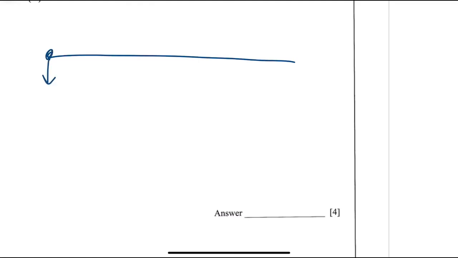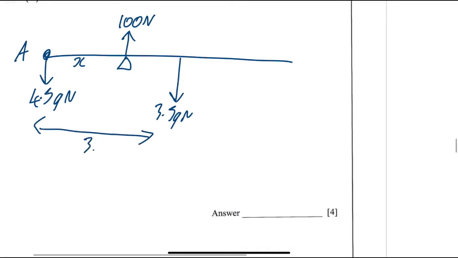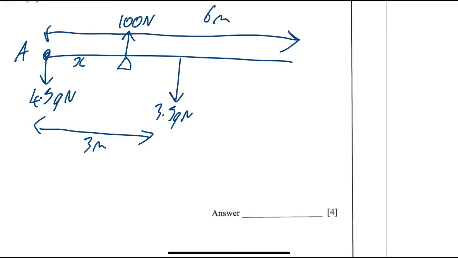So there I had 4.5 g newtons. I had my pivot at C. There was my point A. That was X meters away. That was my R, which we just worked out to be 100 newtons. This 3.5 g was 3 meters away. And then this whole thing is 6 meters away. That was at B, sorry, that was 2 g newtons.